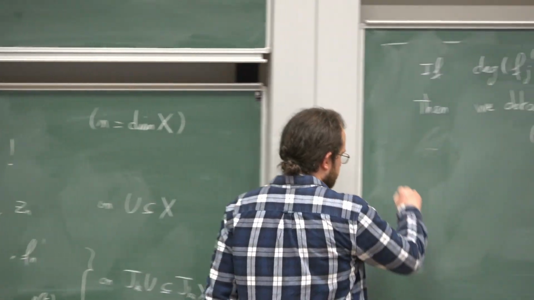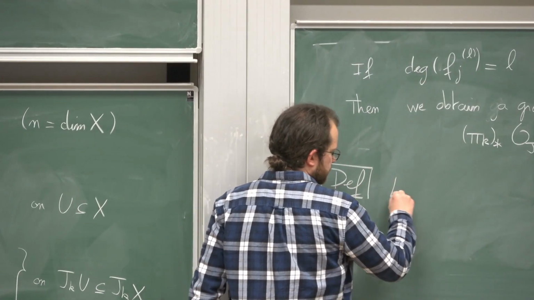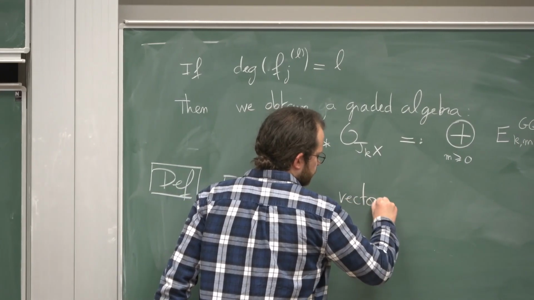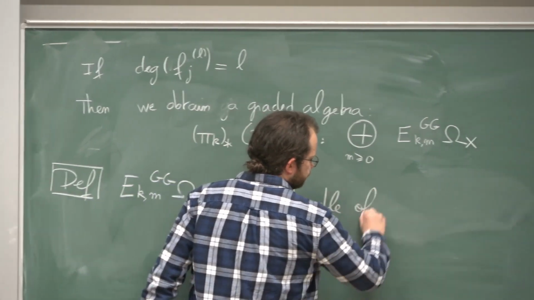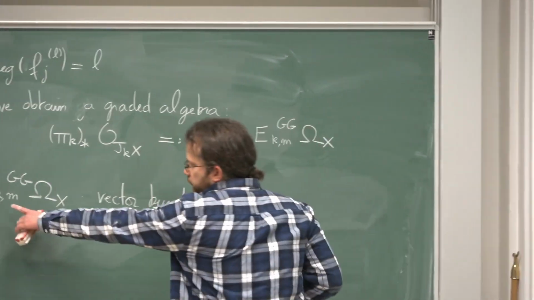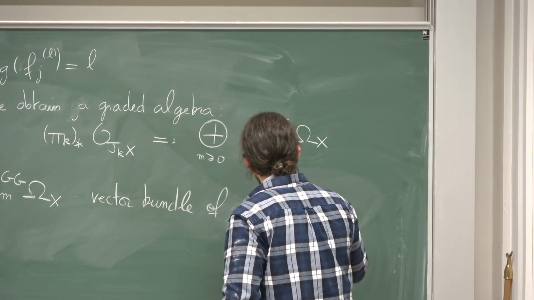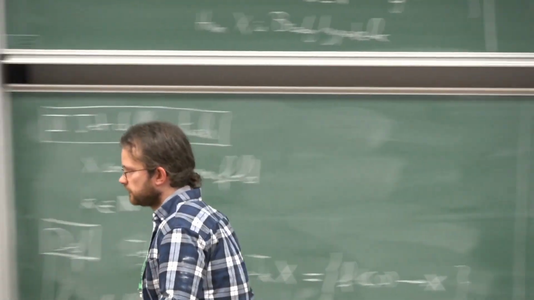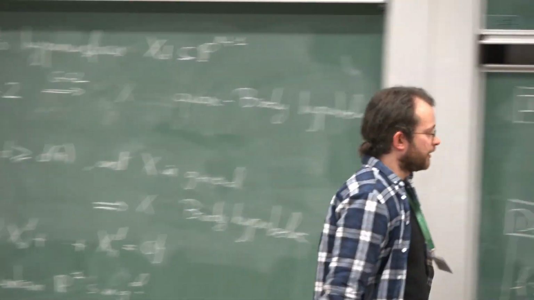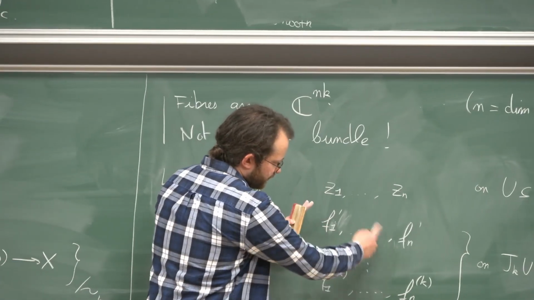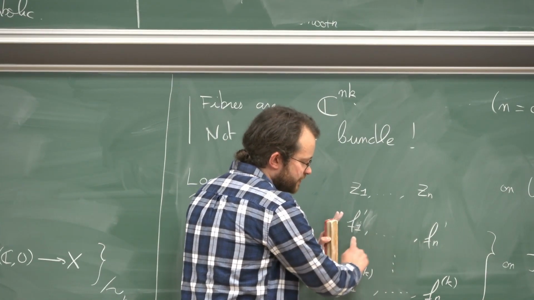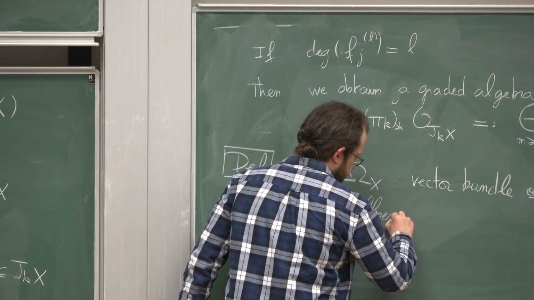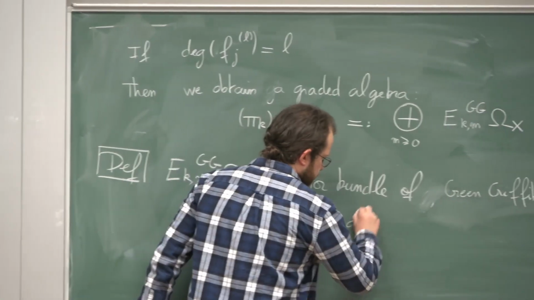Okay, and so for each k and m, we get what we call the vector bundle of Green-Griffith jet differentials of order k and degree m. Sorry, just taking a piece of chalk. And so this vector bundle, we will just in a moment explain that the sections of this vector bundle can easily be written in terms of these coordinates on Jk. So degree m, order k.